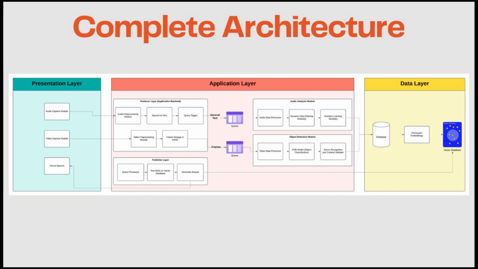The publisher layer looks at the user's request, processes the meaning, and sends back an appropriate answer. For example, if the user says, "Did I take my medicine?" it will check the history and say, "Yes, you did, at 9 a.m." Then we have the two smart AI modules: the audio analysis module, which handles the memory recall using past speech, and then there's the object detection module, which matches.